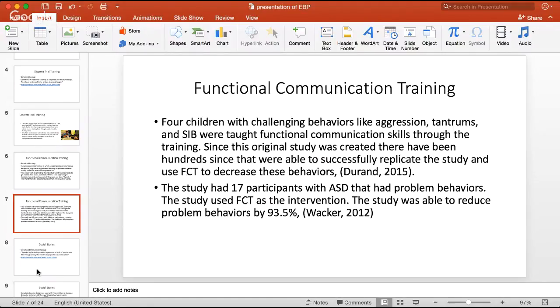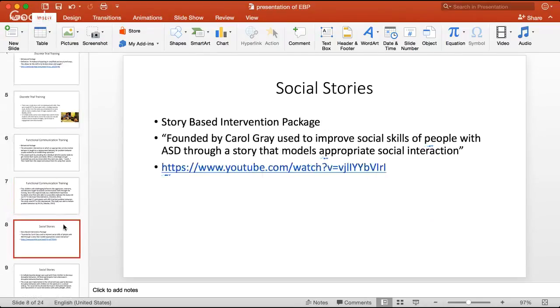The next study had 17 participants with autism spectrum disorder that had problem behaviors. The study used functional communication training as an intervention. 93.5% of them reduced their problem behaviors by that much. That's by Wacker in 2012.